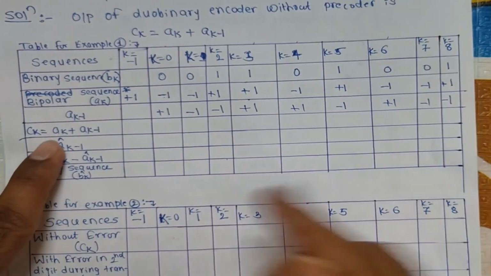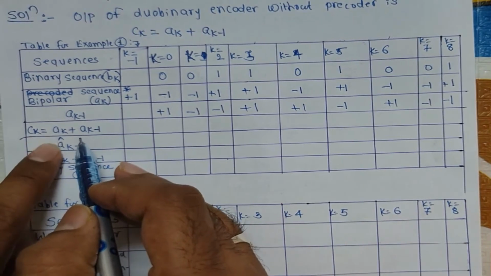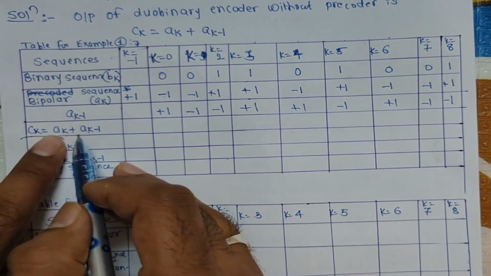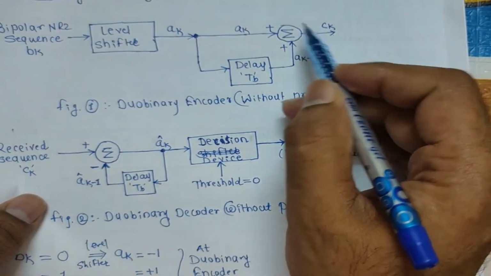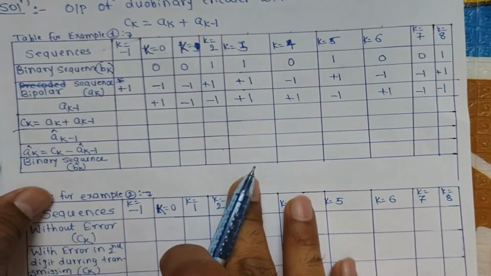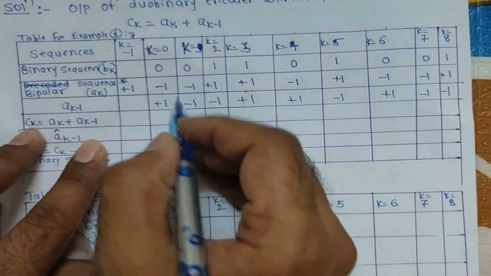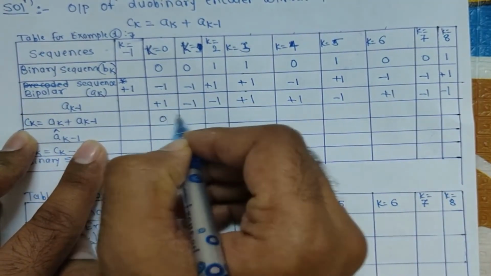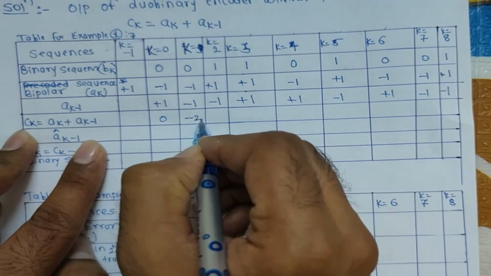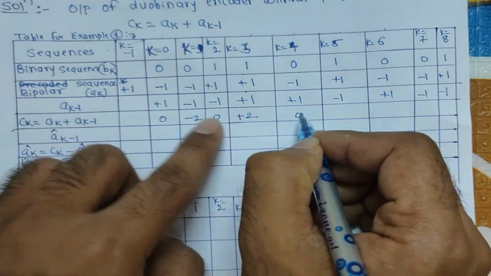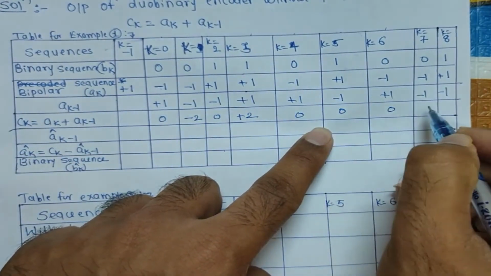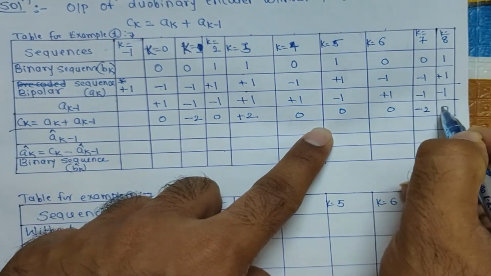Now let me write the value of CK. CK is AK plus AK-1. You might be knowing this diagram. So let me write the value of CK. CK is AK plus AK-1. So -1 plus 1 is 0. -1 minus 1 is -2. Then 1, 0, 2. This is +2, this is 0, this is 0, this is 0. This is -2, and this is 0.